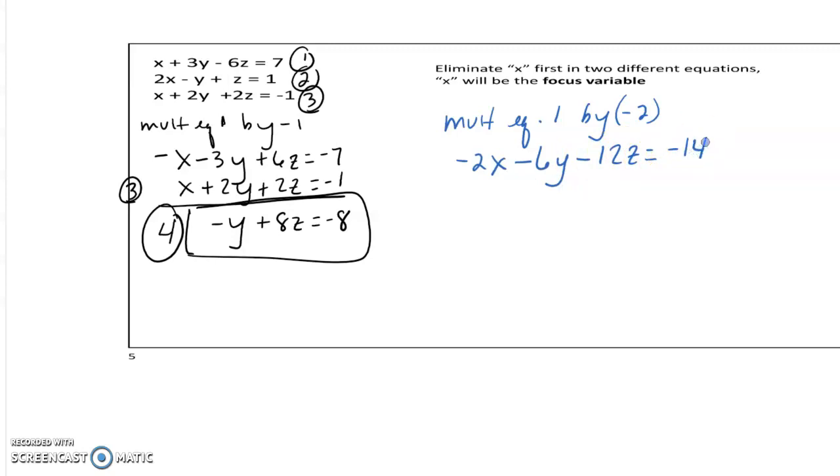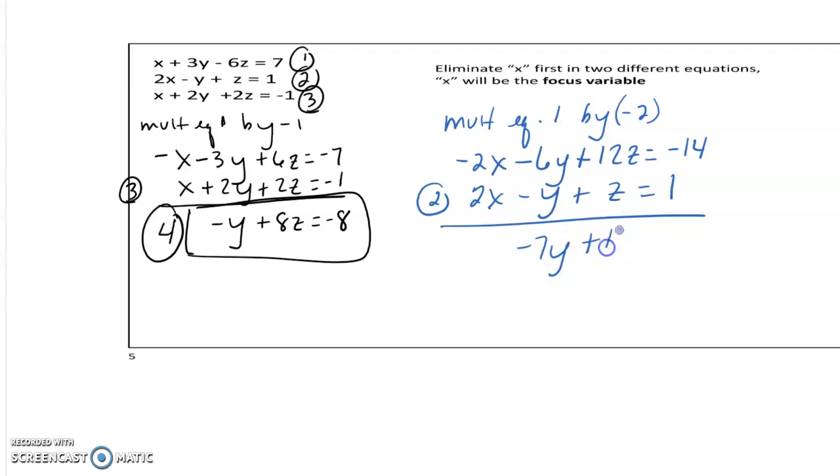So let's go back and check. Negative 2 by negative 6 would be positive 12z, and negative 2 by 7 would be negative 14. Okay, so now I'm going to bring along equation 2. So 2x minus y plus z equals 1. Add them together, I get negative 7y plus 13z equals negative 13. I have made equation 5.